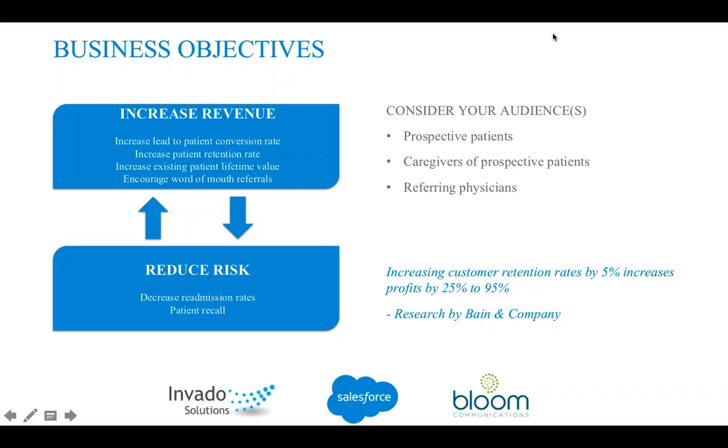So before we dive into the nuts and bolts of marketing automation, let's start off by looking at some of the business objectives that are common to those of you in the healthcare industry. You'll also want to consider the different types of audiences that you need to reach in order to obtain new patients. You've, of course, got opportunities directly with prospective patients, but also indirectly through caregivers and referring physician relationships. So each of these audience types will need to be managed and nurtured in a different way.